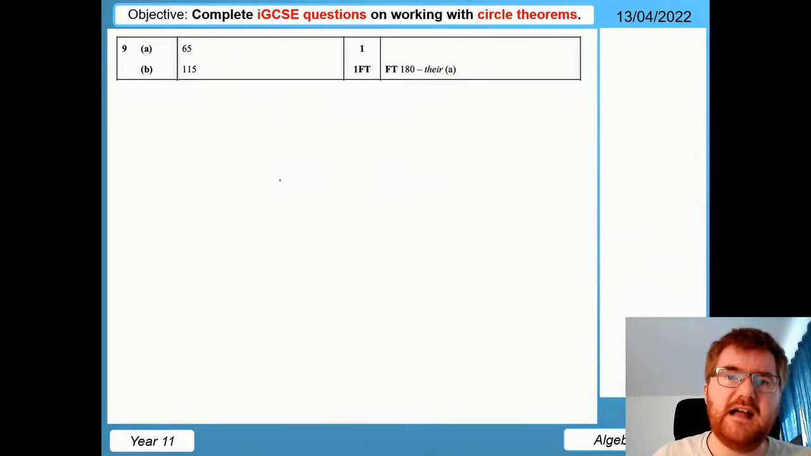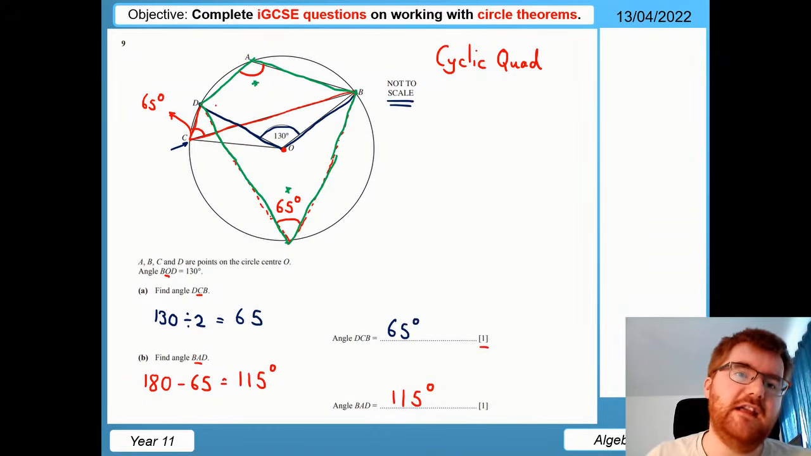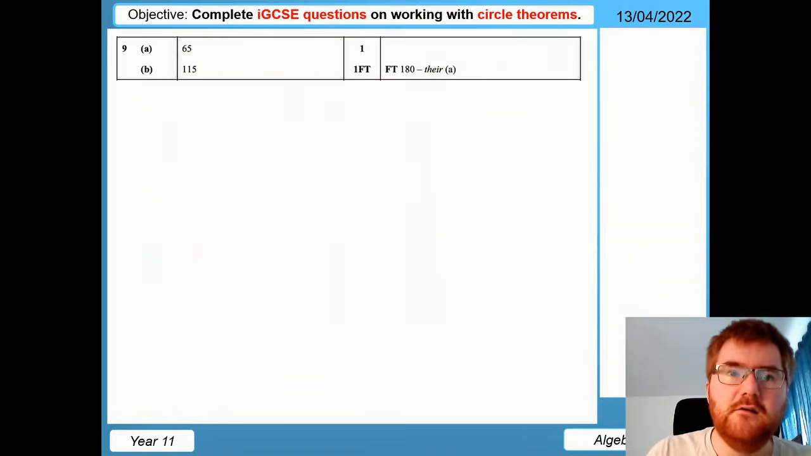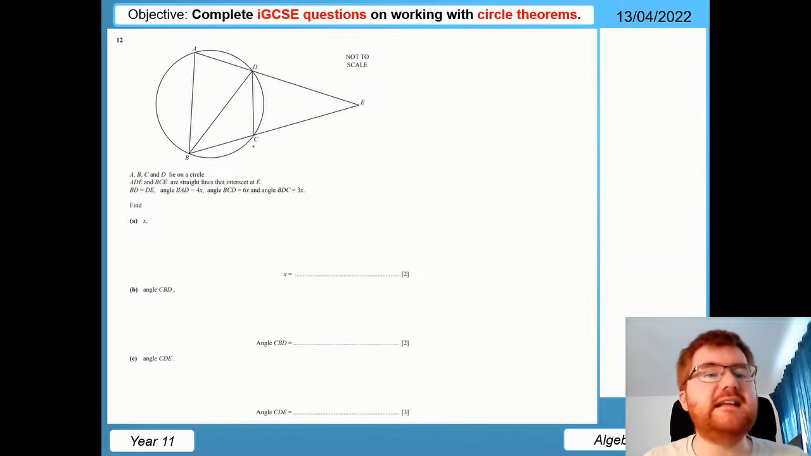So you can see the answers there, and you can see there's a follow through mark if you got A incorrect. They use this angle over here, but I just drew in a separate shape to work that out. Right, and now on to a more extended question.